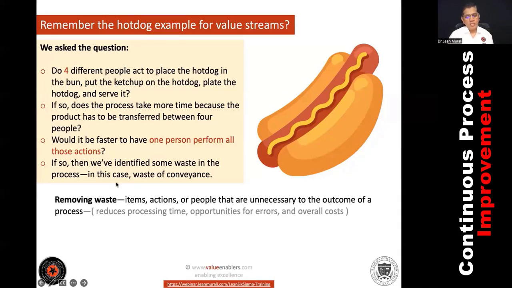So removing waste means removing items, actions, people that are unnecessary to the outcome of a process. Please make a note of it. Items, actions, people. IAP. Please type it in the chat box. I wanted you to record that in your mind. Items, actions, people, which are unnecessary to the outcome of a process. IAP. Superb.